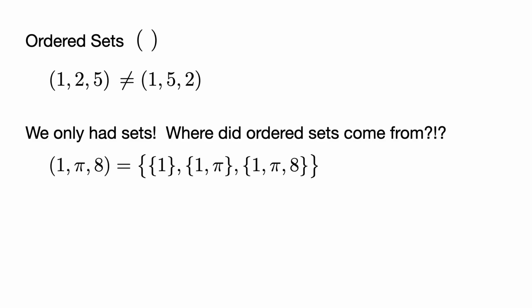Okay, so if we want to know the first element, we just look for the set that only has 1 element in it. We look at the element in that set, and that's the first element of our ordered set. Great. What if we want the second element? We look for the set in our ordered set that has 2 elements in it, and we look for the element that's never been seen before. We've seen 1 before, we haven't seen pi, therefore pi is the second element. Similarly, if we want to know the third element, we look for the set that has 3 elements in it. We look for the element that's never been seen before, that's 8, and therefore 8 is the third element.